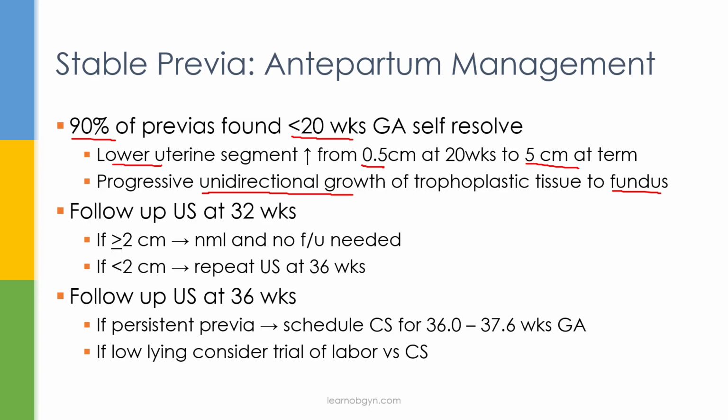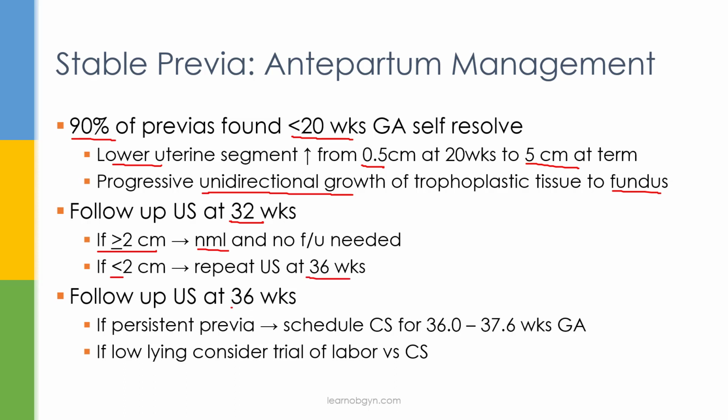So if you do see a previa at your anatomic, the next step is to repeat an ultrasound, and usually we do that at about 32 weeks. If the placenta is more than 2 centimeters away from the internal os, then this is considered normal, and you don't need any more follow-up. You could just treat them like any other patient. If it's still less than 2 centimeters away from the internal os, then repeat again at 36 weeks.